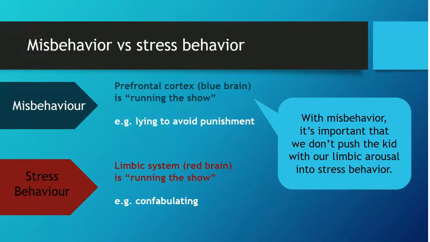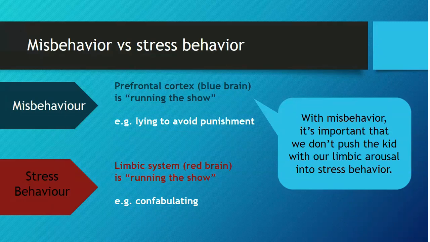And just to give you an example, we treat lying as a total misbehavior, and it's actually true. Lying is misbehavior. Lying serves to avoid punishment, and it's kind of an infantile instinct. When you're lying, your prefrontal cortex is running the show. You actually think of things to say, but sometimes it's very difficult to distinguish between lying and confabulating. And confabulating is actually a stress behavior.